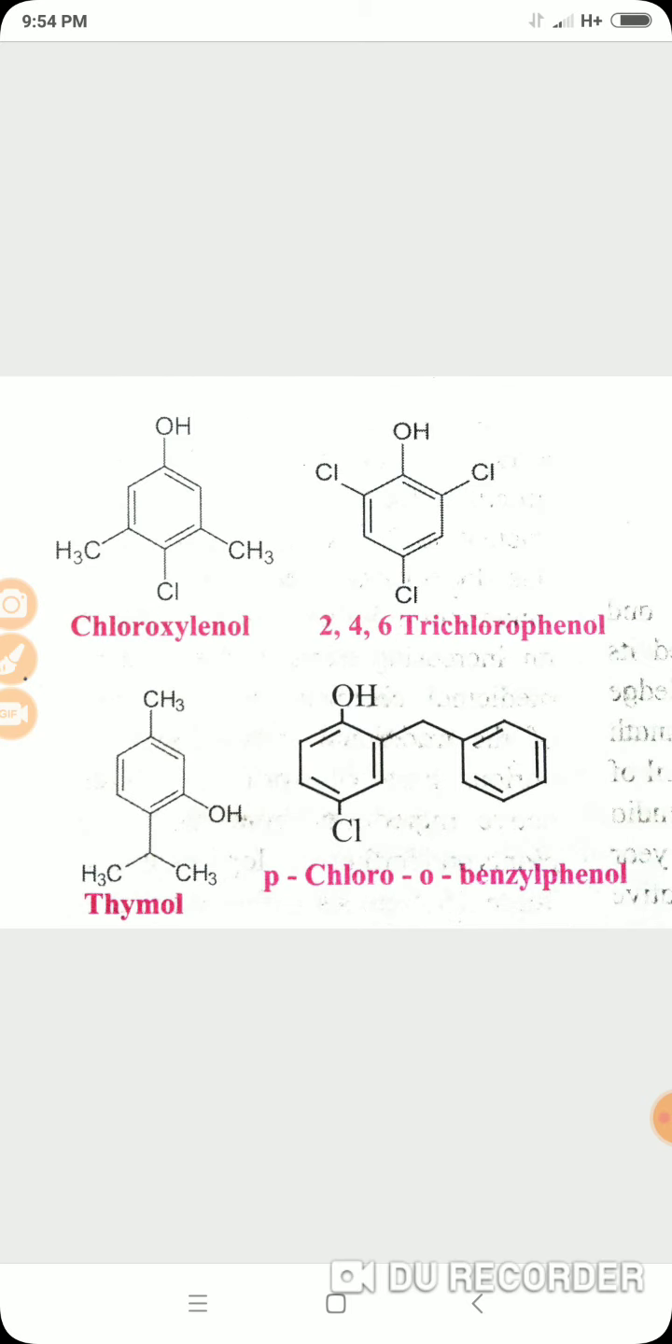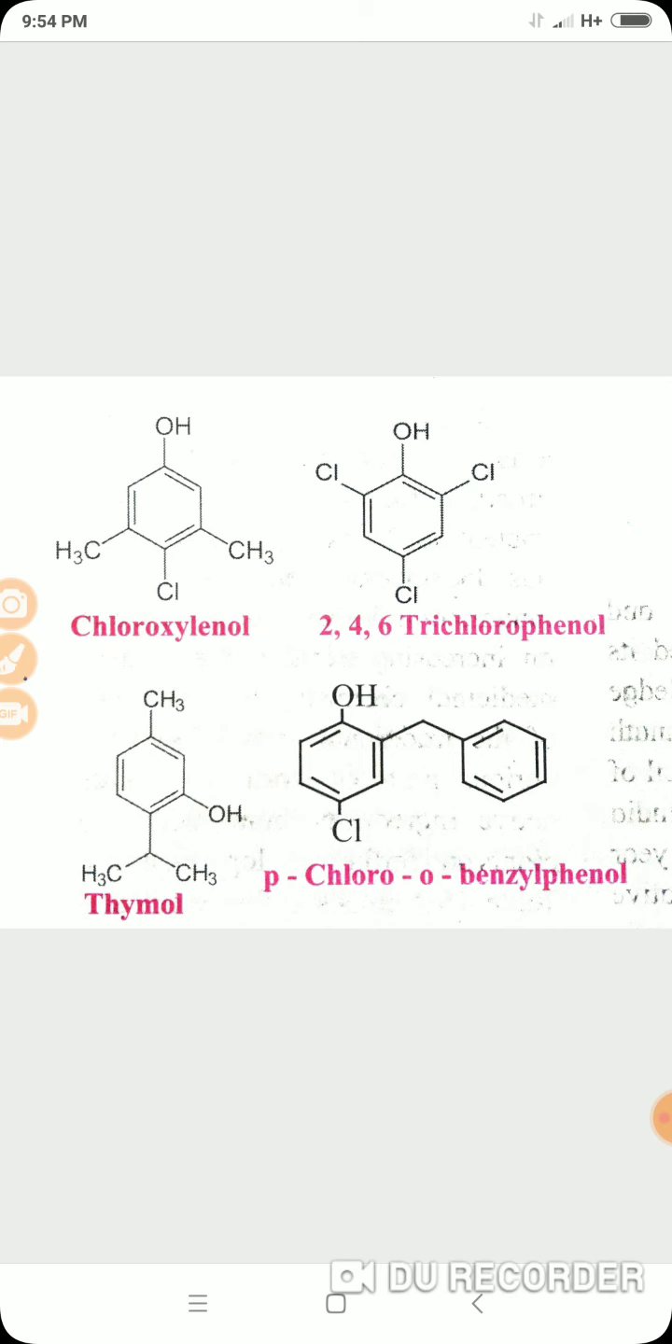Disinfectants are applied on non-living surfaces like floors, sanitary ware, instruments. But antiseptics are applied on living tissue like wounds or during surgery. So these are the two points of difference between disinfectant and antiseptic. Here examples are also given, so we can also write one point as an example.